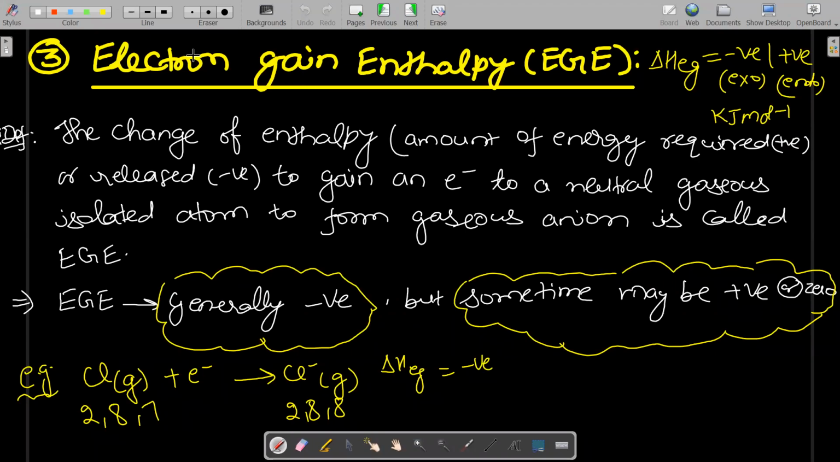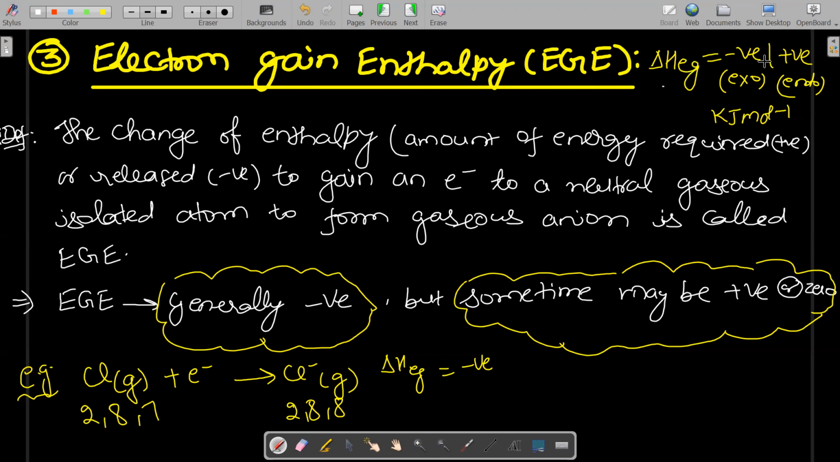Hello students. In today's class, we'll discuss electron gain enthalpy. Before this class, we have discussed the two properties, that is atomic size and ionization enthalpy. So now the third topic, which is very important for the periodic properties of elements, that is electron gain enthalpy. This term itself says electron gain energy. So enthalpy means energy. So how much amount of energy will be used up for gaining the electron in an atom?